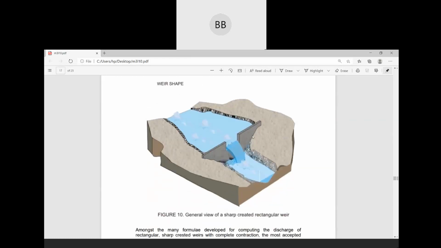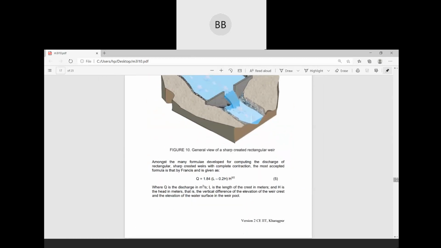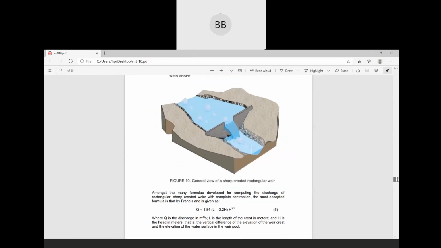So this diagram you have seen, this is your sharp crested weir. This is the sharp crested weir. You see, this is in rectangular shape.